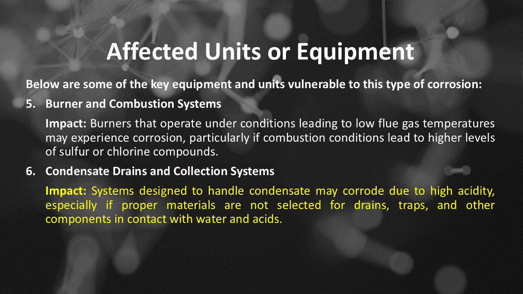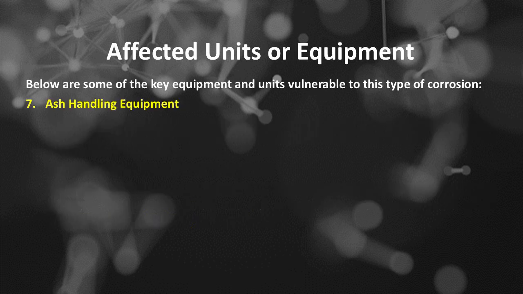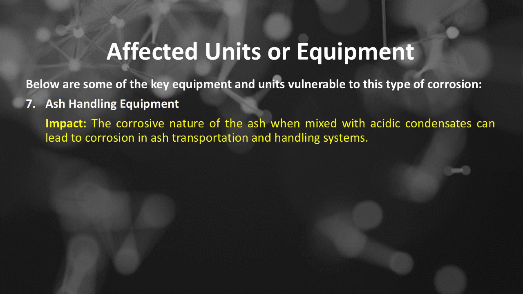Systems designed to handle condensate may corrode due to high acidity, especially if proper materials are not selected for drains, traps, and other components in contact with water and acids. Number 7 is ash handling equipment. Ash handling equipment impact: the corrosive nature of the ash when mixed with acidic condensates can lead to corrosion in ash transportation and handling systems.